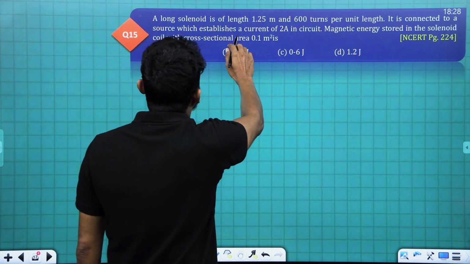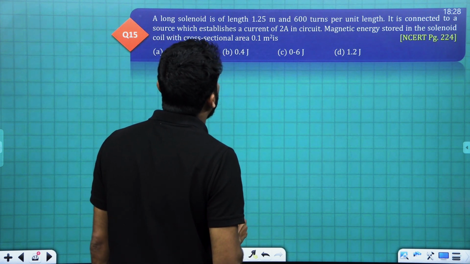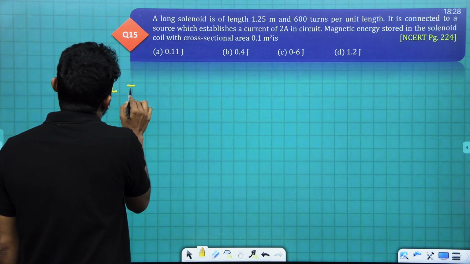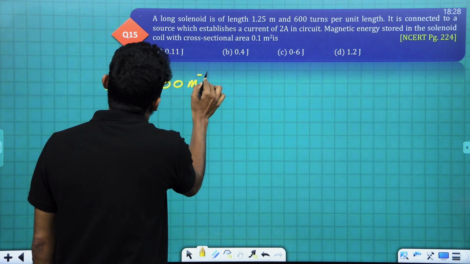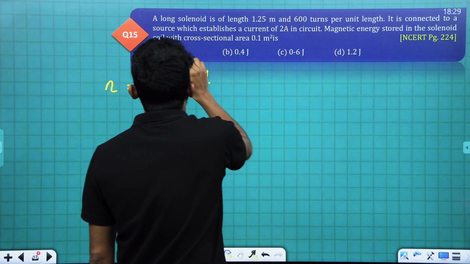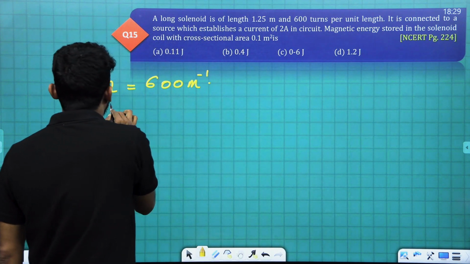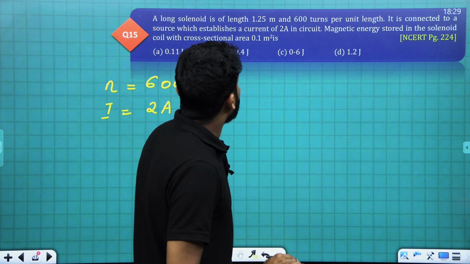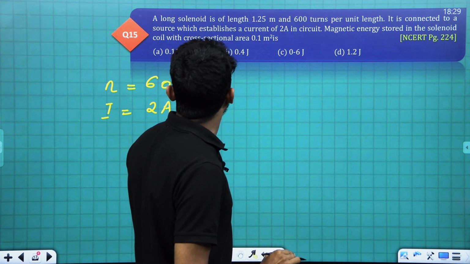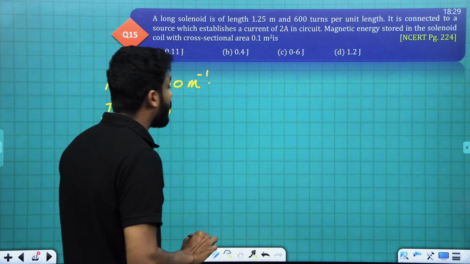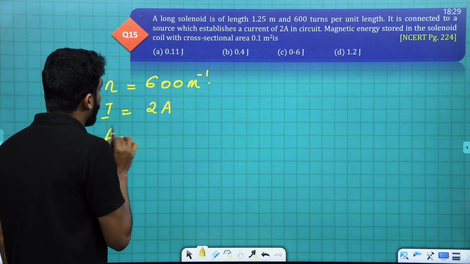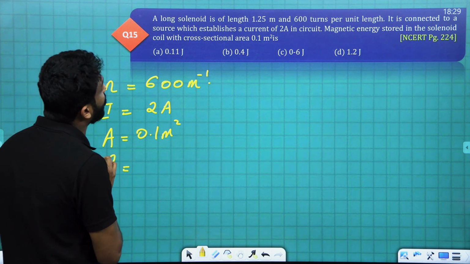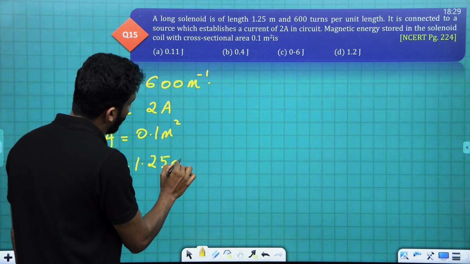A long solenoid is of length 1.25 meter and 600 turns per unit length. The number of turns per unit length is 600 meter inverse. It is connected to a source which establishes a current of 2 ampere. The current passing through the solenoid is 2 ampere. Magnetic energy stored in the solenoid coil with cross-sectional area 0.1 meter square is? Area of cross-section of the solenoid is 0.1 meter square. The length of the solenoid is given 1.25 meter. It's a very long solenoid.